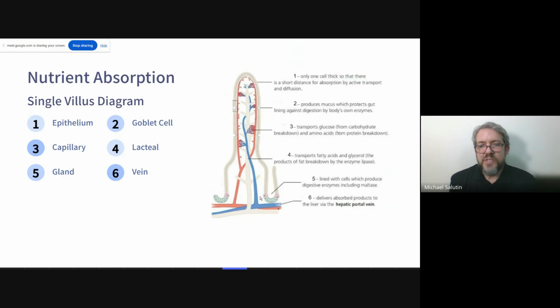Number two is a special type of cell which needs to be there to protect the whole villi and the whole surface of the intestines, and that is called a goblet cell. A goblet is like an old style cup from medieval times. It's a big cup, and it describes the shape of this cell. What they do is produce mucus, and that protects the gut lining, the inside of the intestine, against digestion by your body's own enzymes.